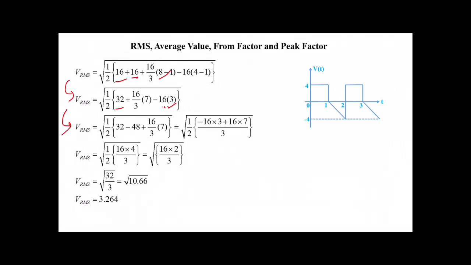Equals under root 1 by 2, minus 16 into 3 plus 16 into 7 divided by 3. VRMS equals under root 1 by 2, 16 into 4 divided by 3, equals 16 into 2 divided by 3, because this 2 will cancel by 2 times. So VRMS equals under root 32 divided by 3, equals under root 10.66, and we get VRMS equals 3.264. Thank you.